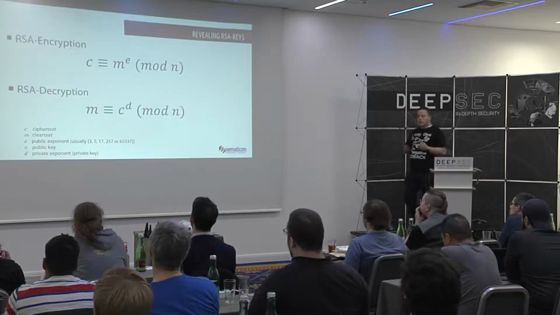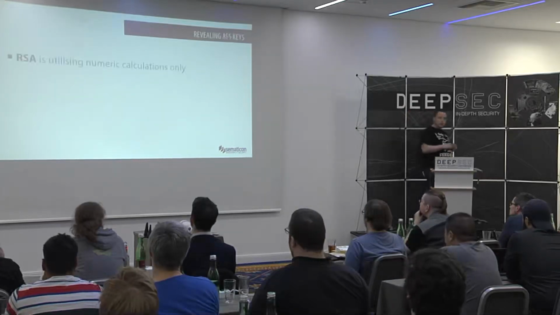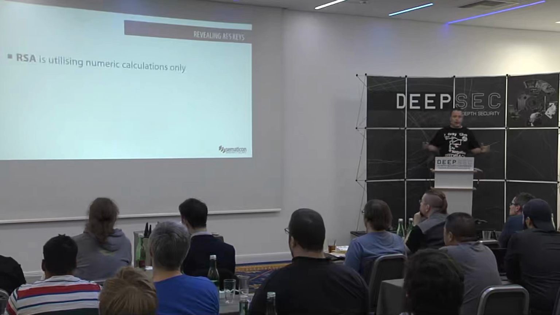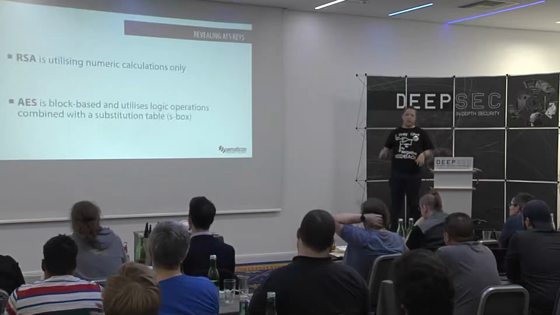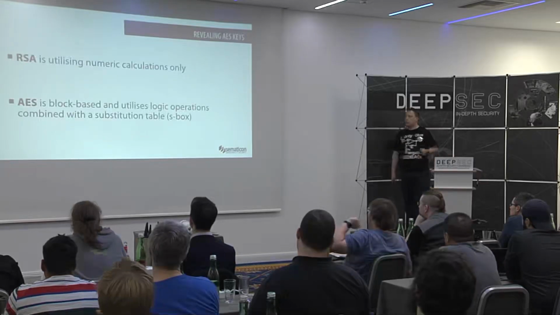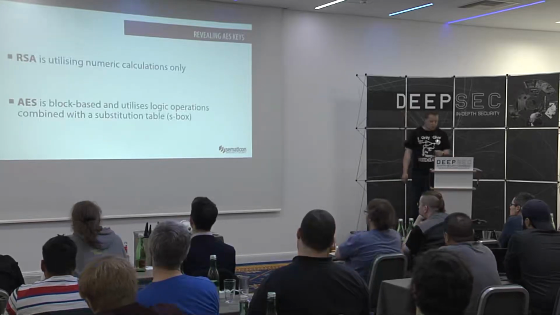So with just measuring the current, we can go back to the RSA keys. RSA is using numeric calculation, so it's really easy to get into the keys. But what's with AES now? What's mainly used to encrypt firmware and stuff like this?